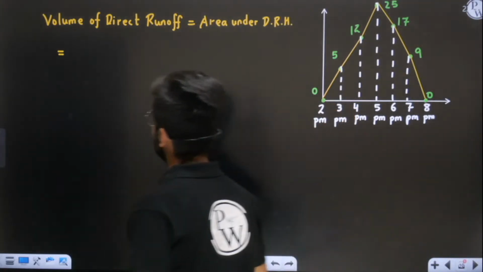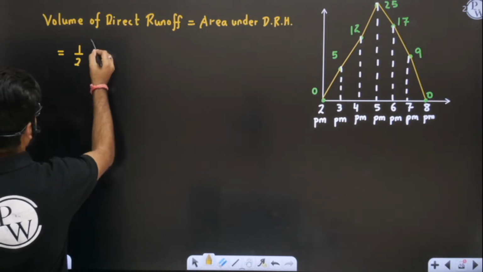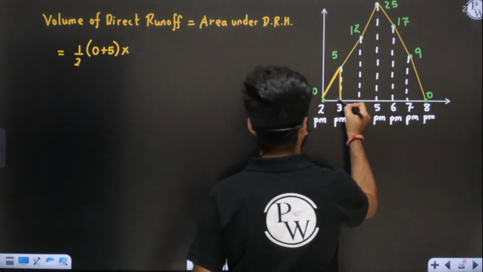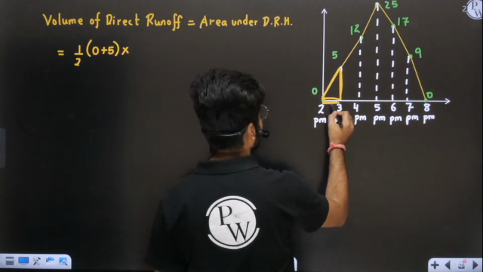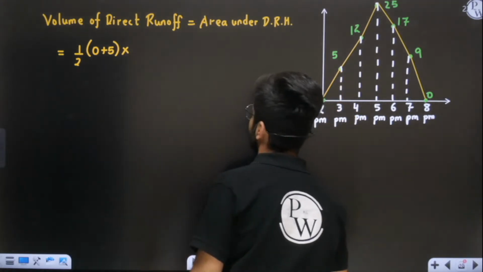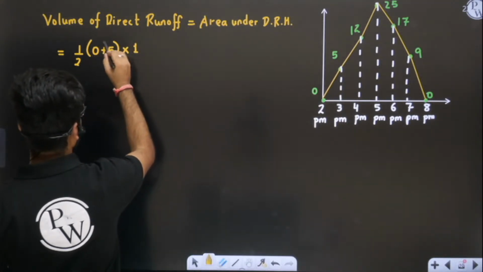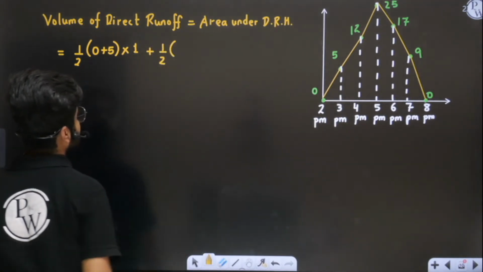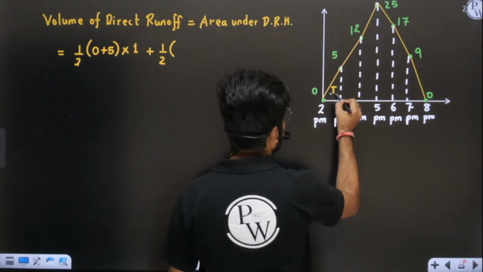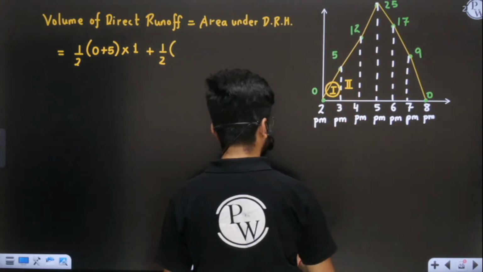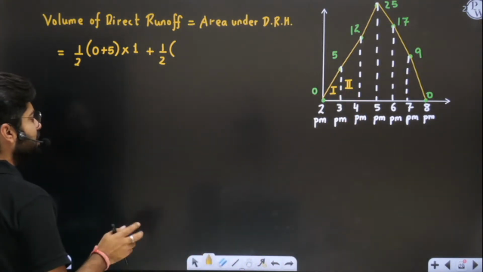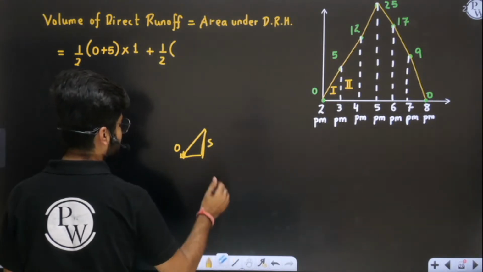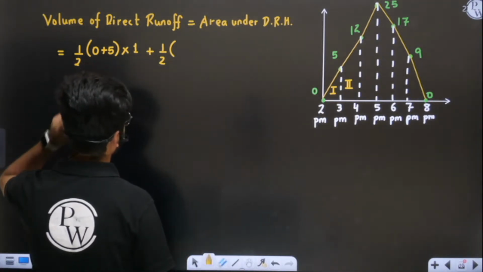Half into the sum of parallel sides, which is 0 plus 5, into the time gap. The time gap is 1 hour. So this is in meter cube per second, into 1 hour. This is the area of the first trapezoid. Now the second one, you must be wondering, sir, this is not a trapezoid, this is a triangle. But basically a triangle is a kind of trapezoid only. Imagine a trapezoid with 0 on one side and 5 on the other. So half into 5 into 1, that you can also do directly, no issues.